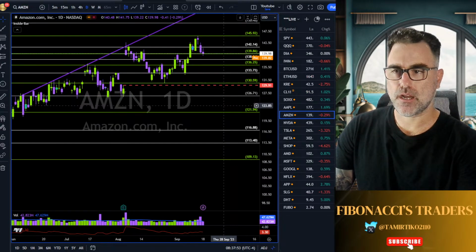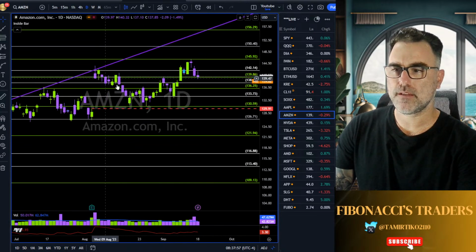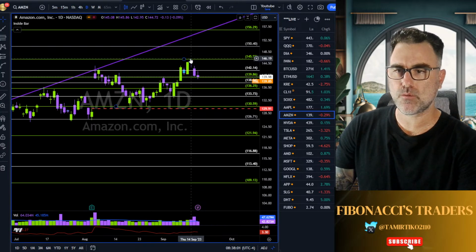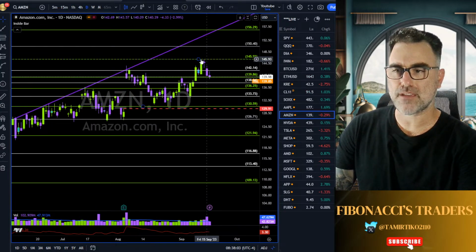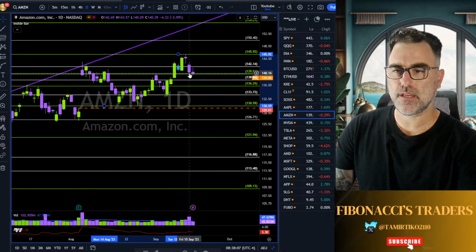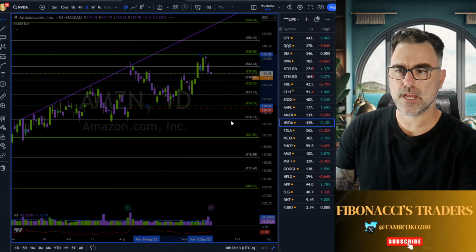Amazon, nothing much. Basically, very tight price range. We had an uptrend, slight uptrend from the 130 towards the 145. Then retracement 139. Below it, we are heading towards the 136. We have an open gap at the 130.